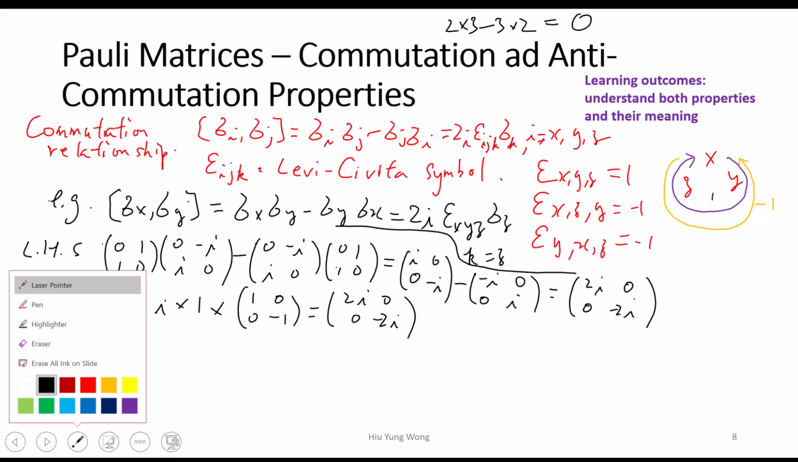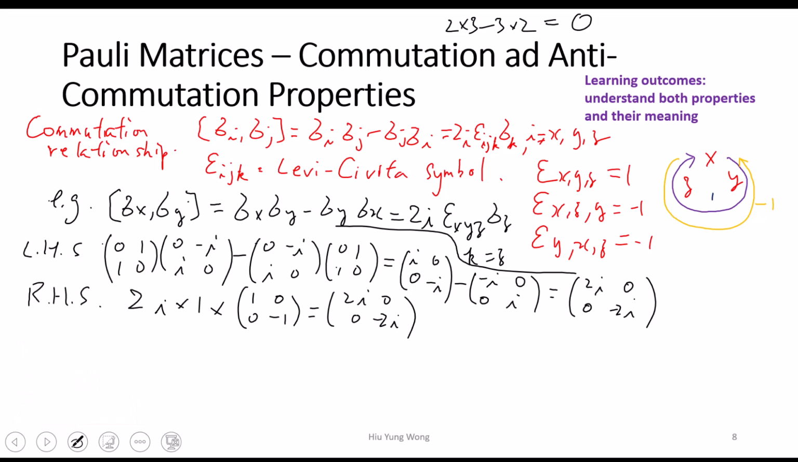So this is the commutation relationship. And the next one I want to talk about is the anti-commutation relationship.